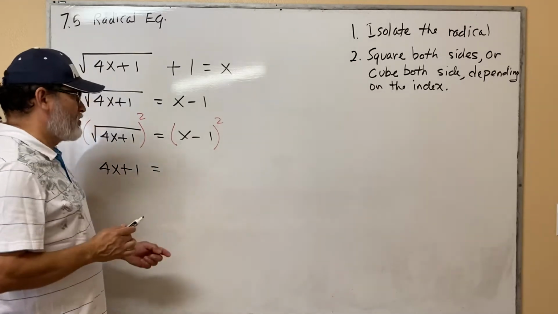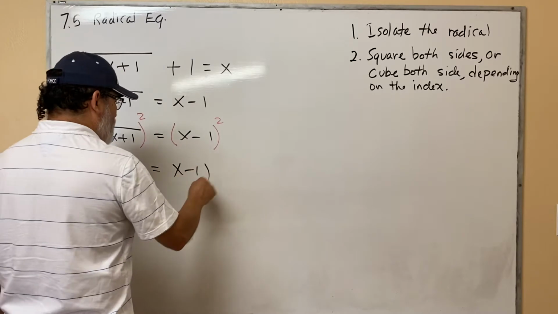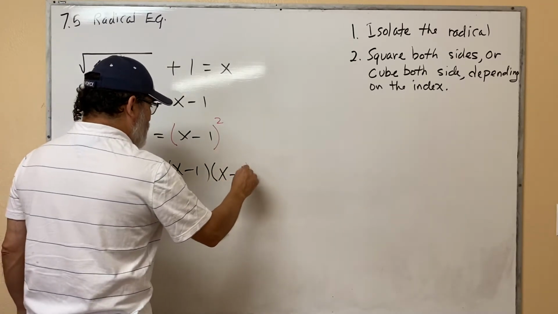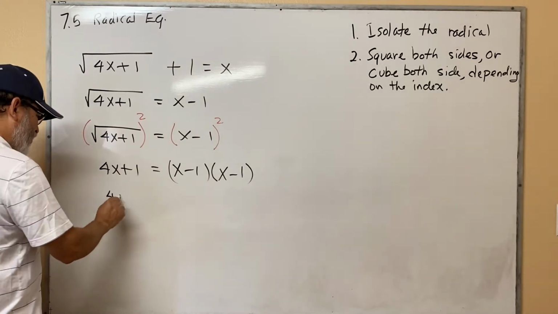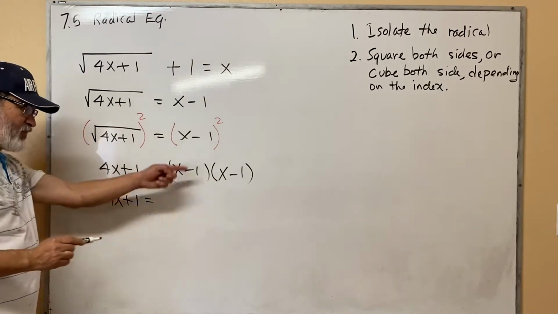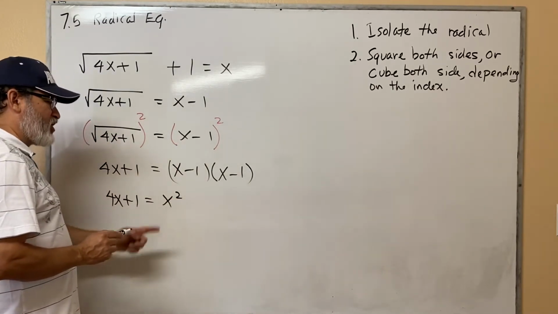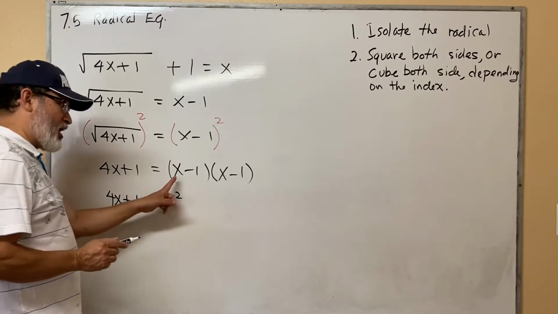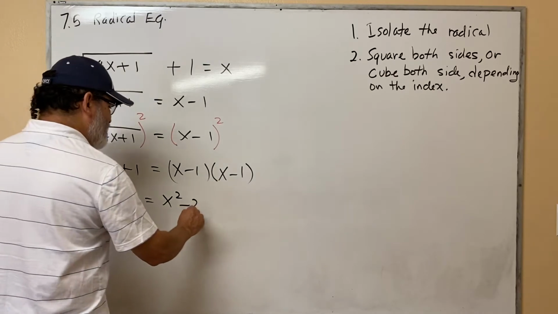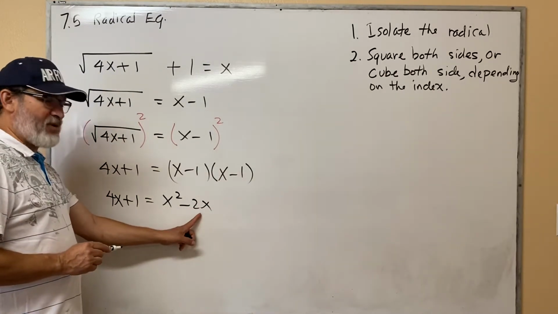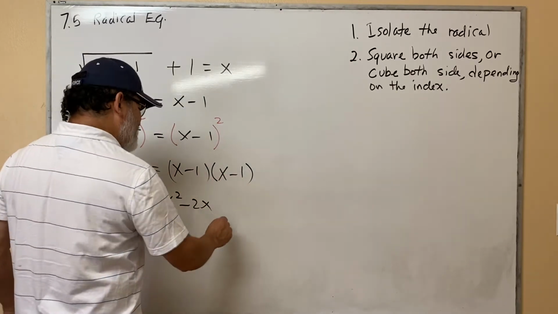This you have to FOIL. That is, let me show you once. Write it out. X minus 1 once, x minus 1 twice. And then you have to FOIL. So we get 4x plus 1 equals, square this, x squared, right? That's first. Outer and inner. Outer is negative x. Inner is negative x. So we get negative 2x. That's outer plus inner. And then last, negative 1 times negative 1 is plus 1.